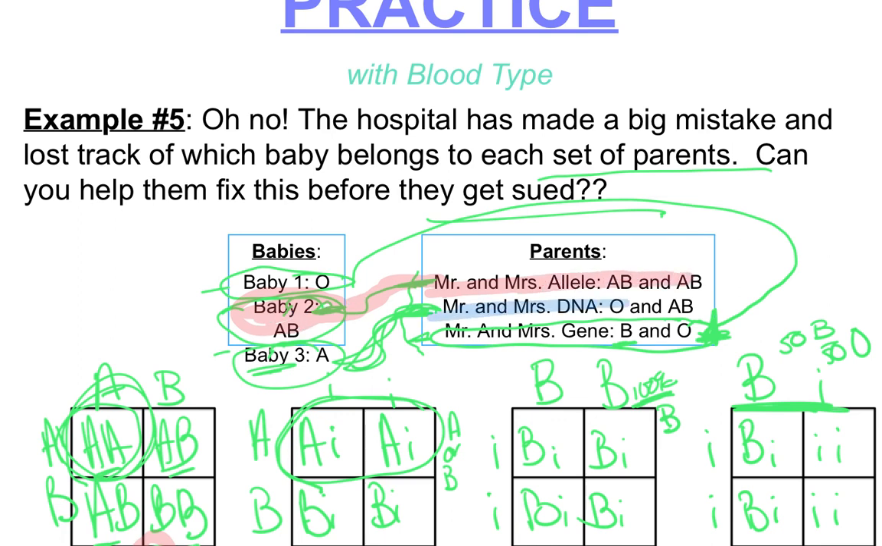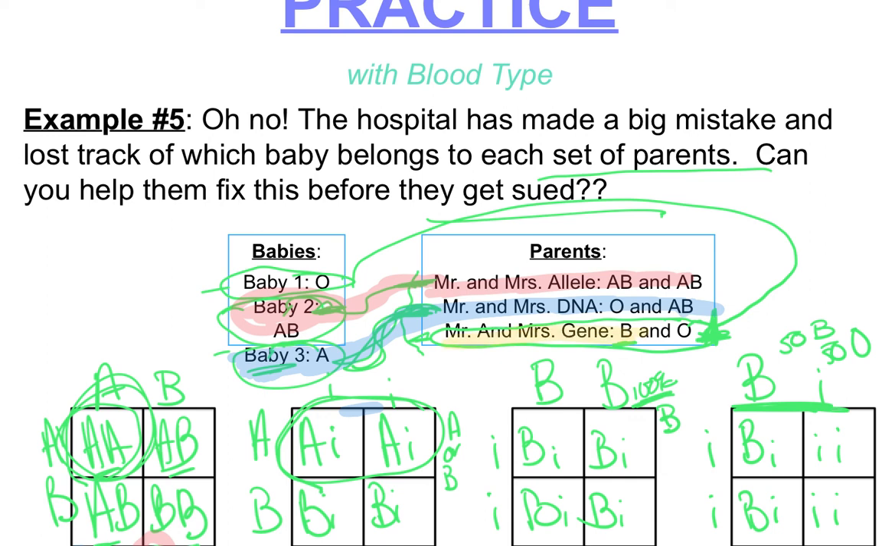All right, so this couple right here, this is their Punnett square, they have baby number 3. Now, baby number 3, which has type A blood, could have also been produced by this match over here, the first set of parents. But only the first set of parents could have produced a baby with type AB blood. So by process of elimination, baby number 3 belongs to Mr. and Mrs. DNA.